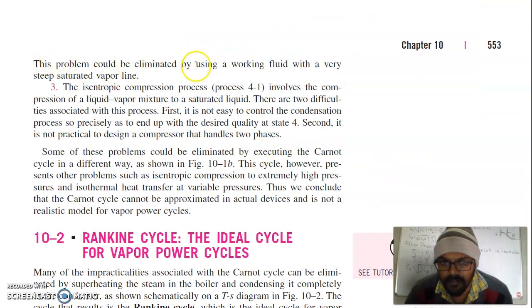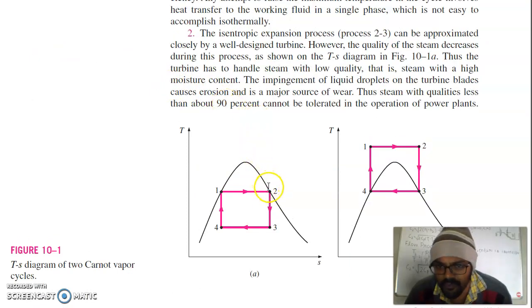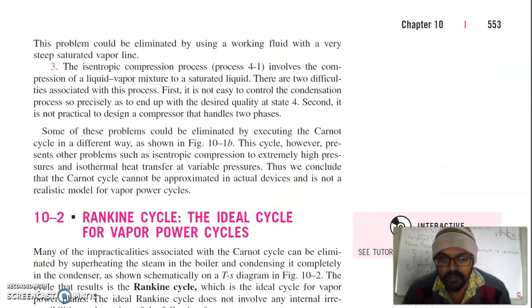This problem could be eliminated by using a working fluid with a very steep saturated vapor line. Instead of water, you can use a fluid whose vapor line is very steep. It means this curve should be like this, so that point 3 will remain near the saturated vapor line. The isentropic compression process, which is 4 to 1, involves the compression of a liquid-vapor mixture to a saturated liquid. There are two difficulties associated with this process.